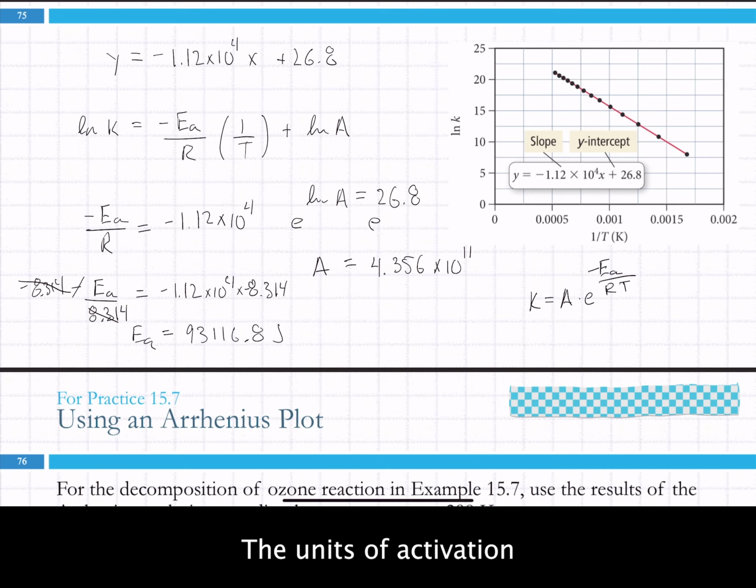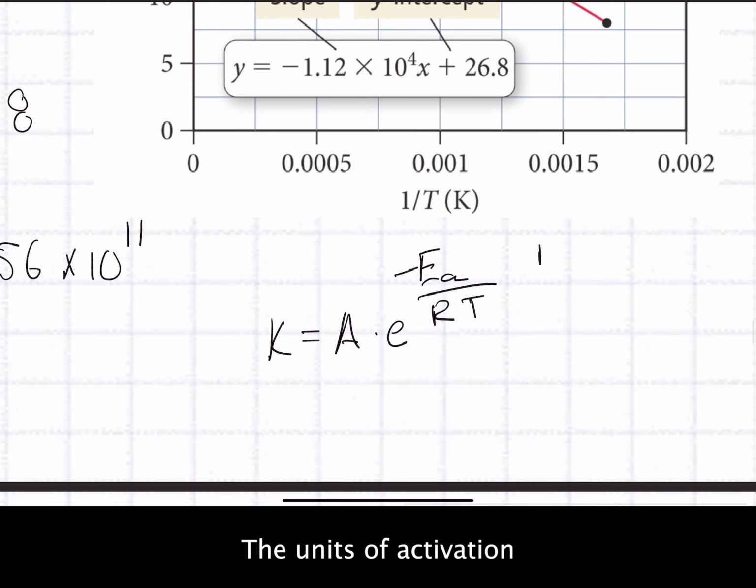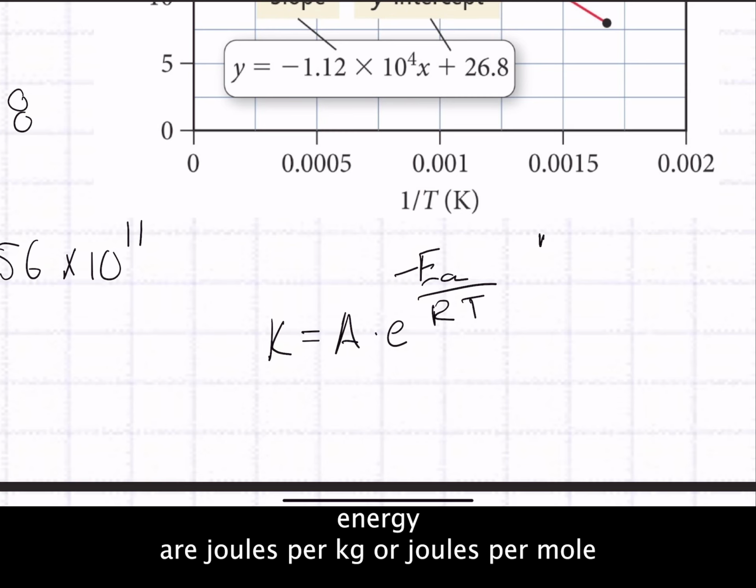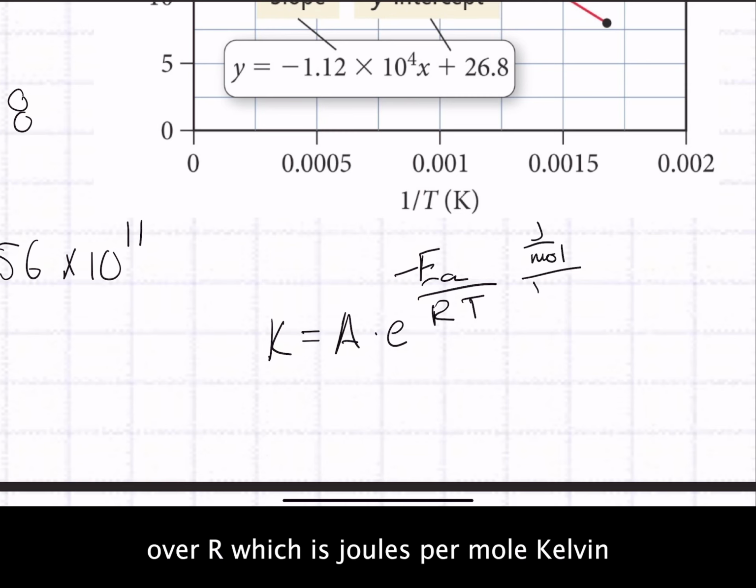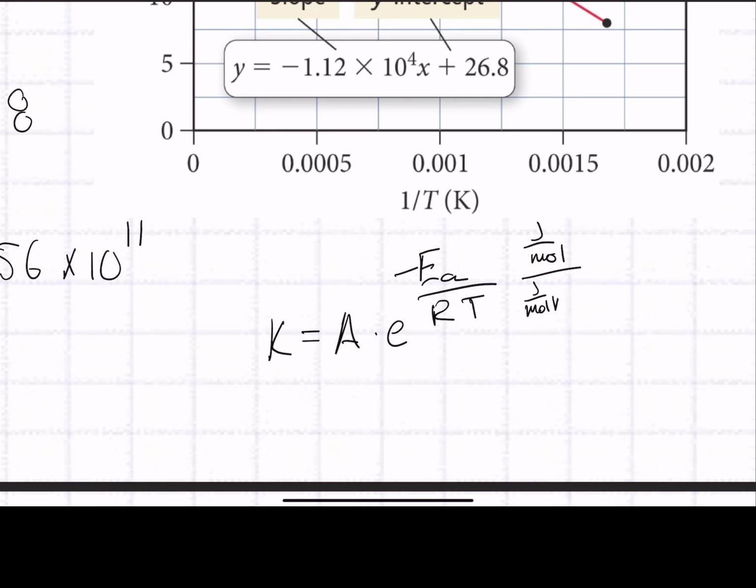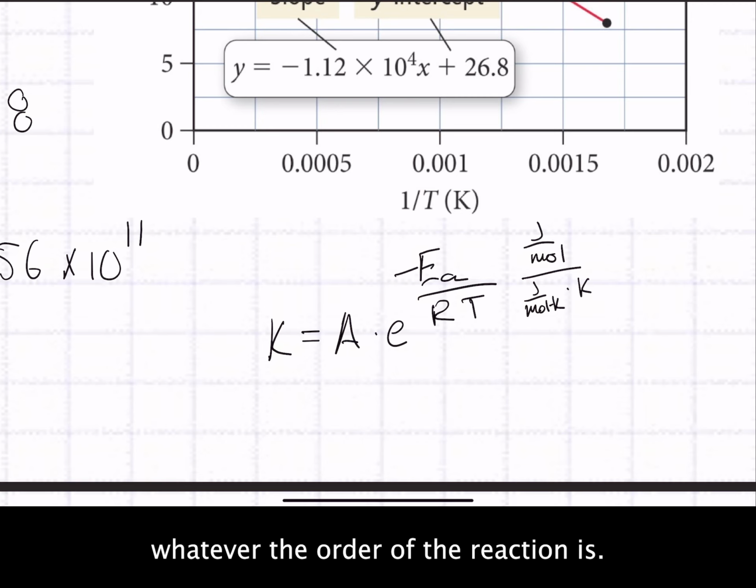The units of activation energy are joules per mole over R, which is joules per mole Kelvin, and temperature is in Kelvin, and all of those units cancel out. But K has units. The units of K depend on really whatever the order of the reaction is. And those units come from A, our frequency factor.